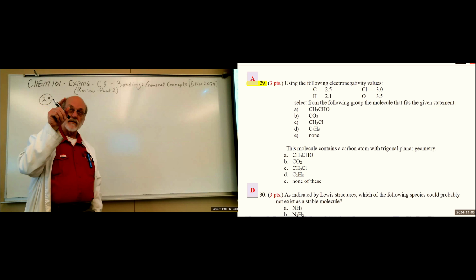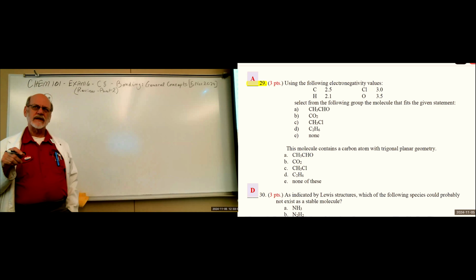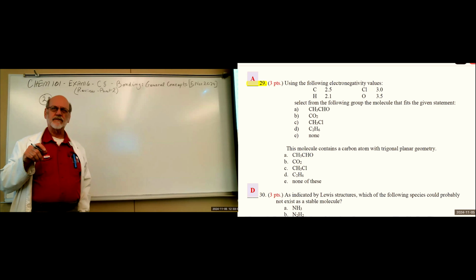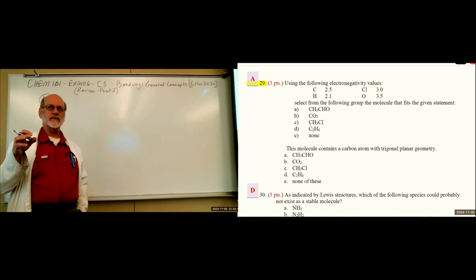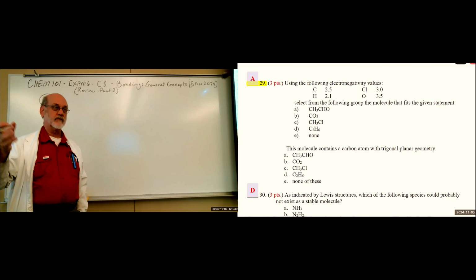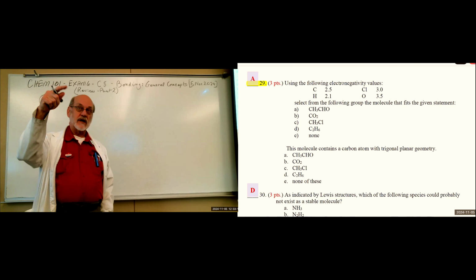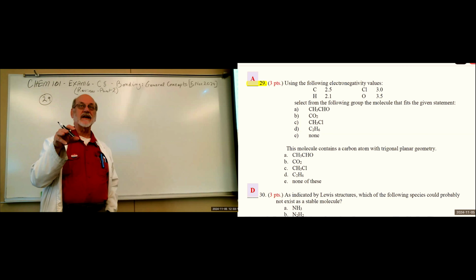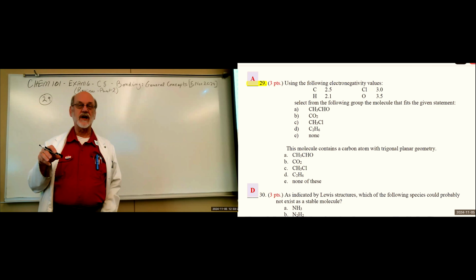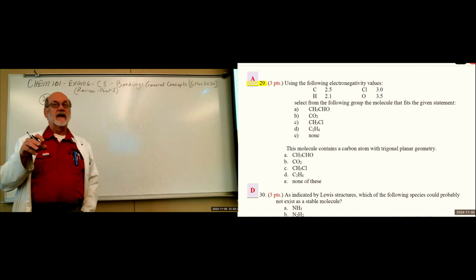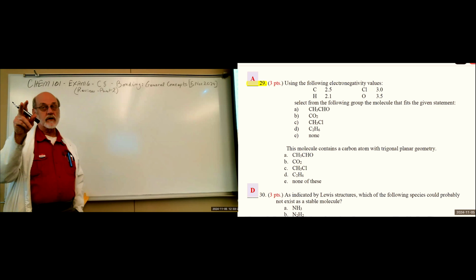Okay, so probably should have put, rather than A through E, to be confused with an answer, I probably should have put like Roman numeral 1, 2, 3, 4. That would have been better. But the question refers down to the one, this molecule contains a carbon atom with trigonal planar geometry.